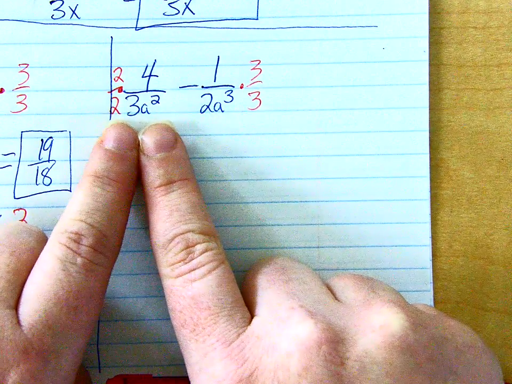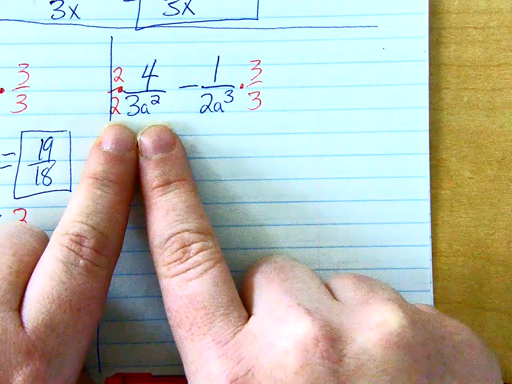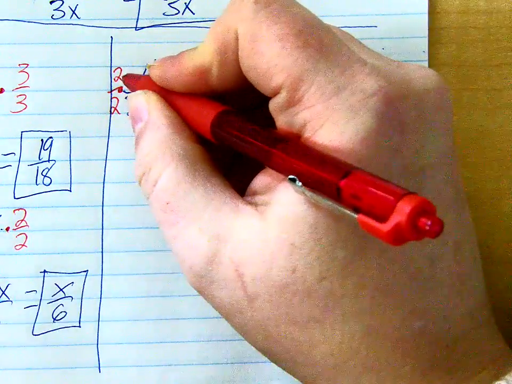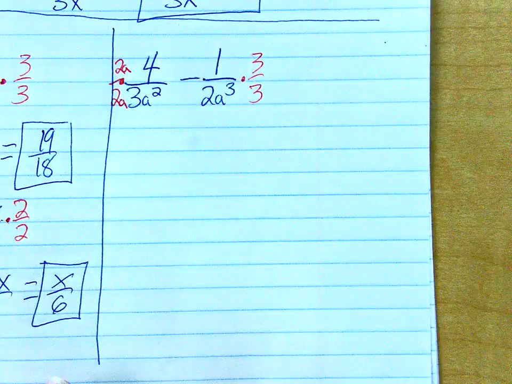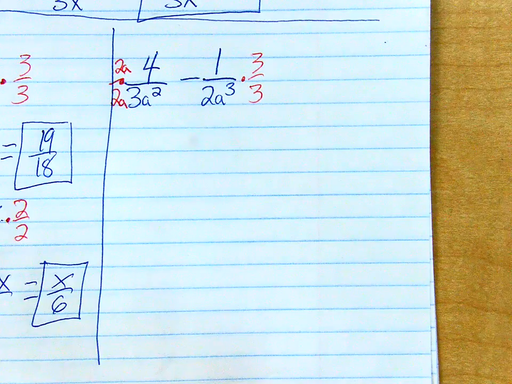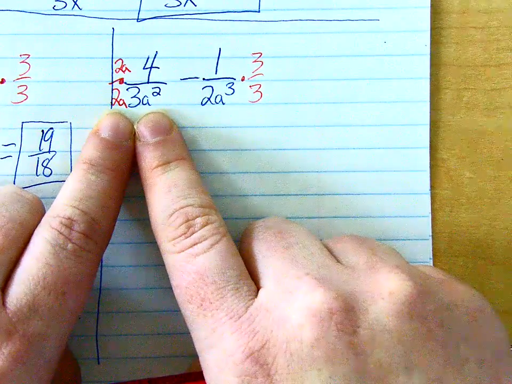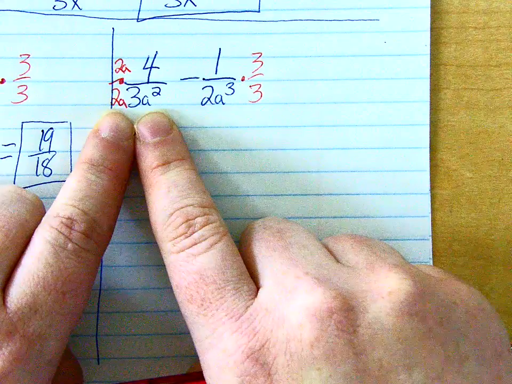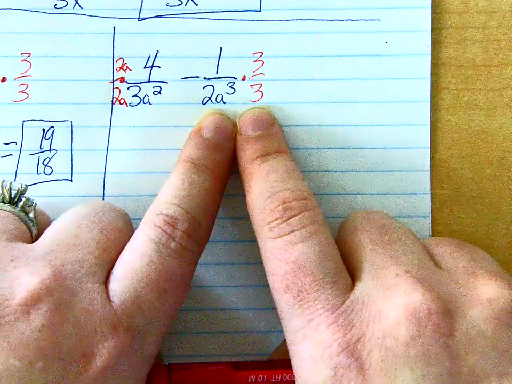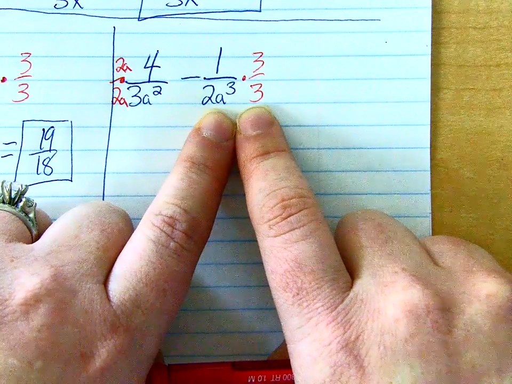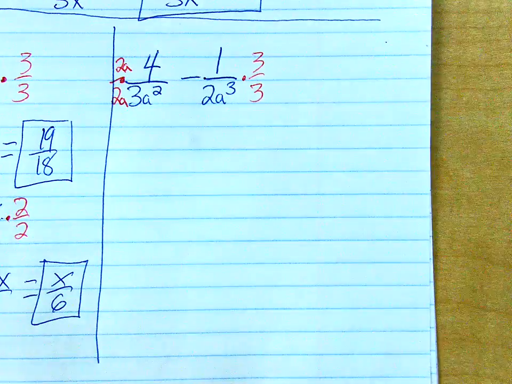You with me? So I'm going to have to multiply this side also by a over a. So instead of just multiplying by 2 over 2, I'm going to multiply by 2a over 2a. Does everybody see that? Now look at my denominator here. Won't it be 6a to the third if I multiply all that together? And that's what I want, because on this side, won't I also have 6a to the third? Do you agree? So now I have like denominators.